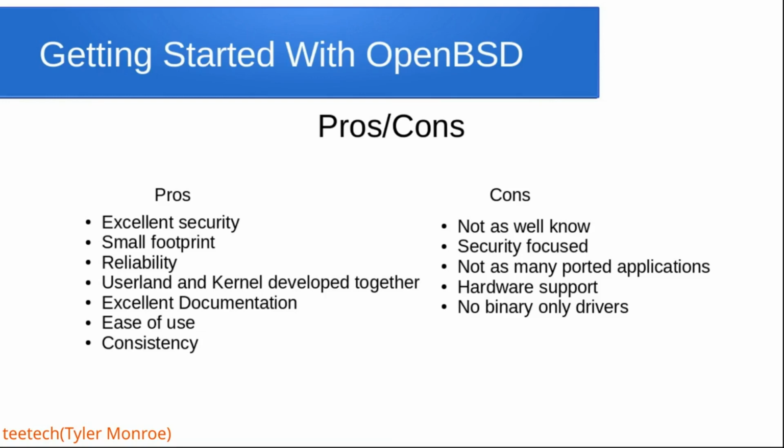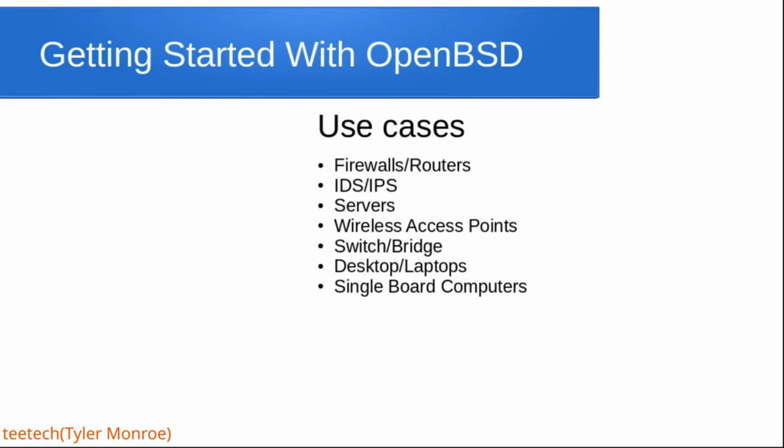Now, next we're going to talk about some use cases. I already told you the first one, firewalls and routers. I do that all day. I love it for that. Next one is IDS and IPS systems for network security. Servers like web servers, email servers, things like that. You can even use it as wireless access points. You can get a supported wireless card, put it in access point mode, so master mode, and get a wireless access point based on OpenBSD and do all the cool things without having to use a Netgear, Linksys, something like that.